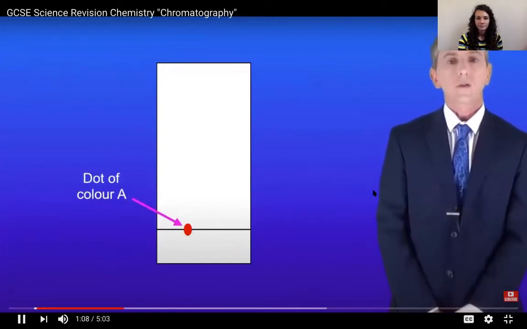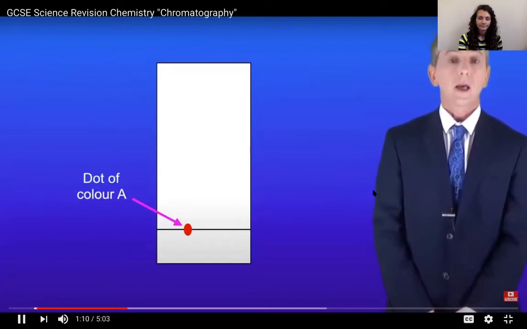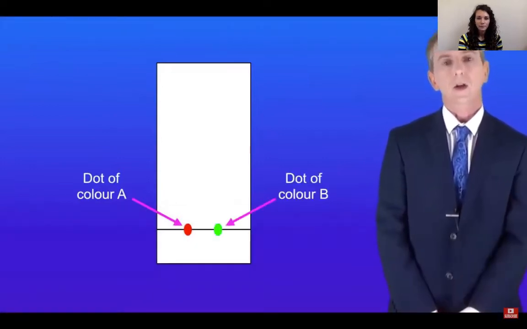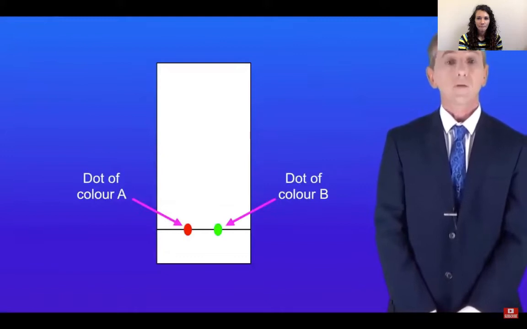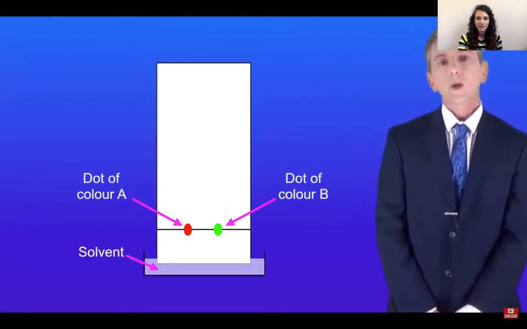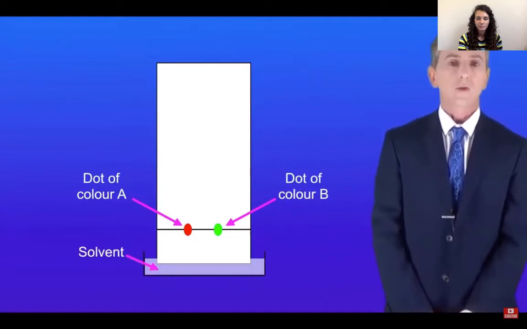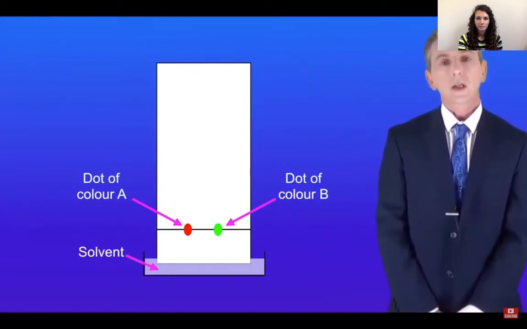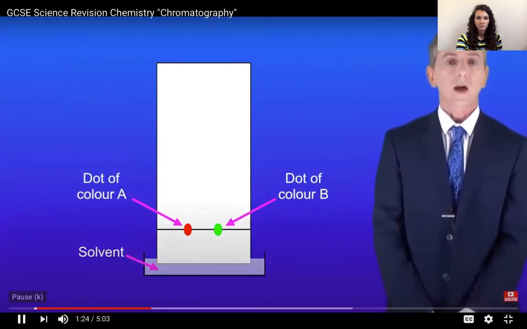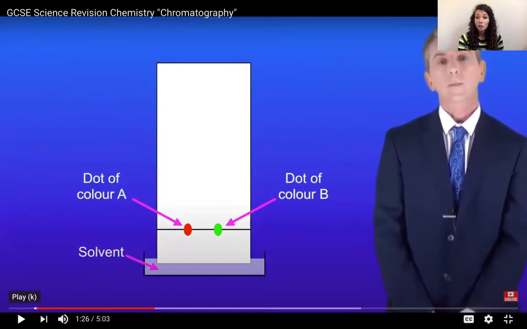Next, we put a dot of our first colour onto the pencil line, and next to that, we put a dot of our second colour. We can do this for several colours, as long as there's enough space on the paper. We now place the bottom of the paper into a solvent. Remember that a solvent is a liquid that will dissolve substances, and there are lots of different solvents. Usually if you've done this in school, you would just use water as your solvent, but there are different solvents that you can use. You can use ethanol and some other solvents.